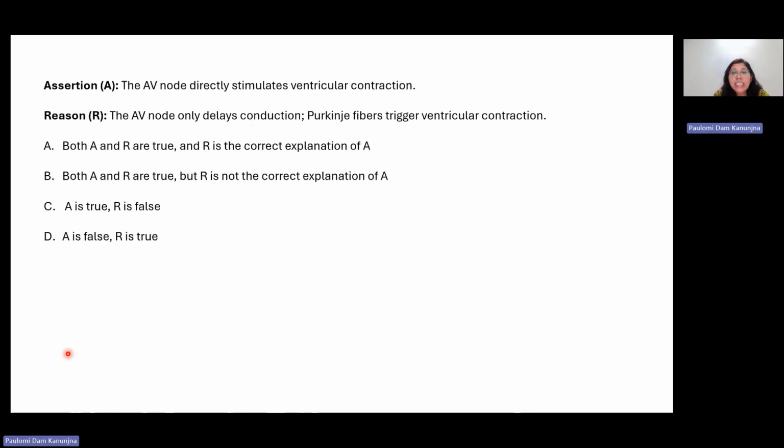Next, the AV node directly stimulates ventricular contraction. The AV node only delays conduction. Purkinje fibers trigger ventricular contraction. So you can see one of these statements has to be correct. Which one is correct and which one is incorrect? We have been discussing so far that your AV node delays the conduction, further passes to the bundle of His. From there, it goes to Purkinje fibers, which then trigger the ventricular contraction. So therefore, R is correct, but A is false.